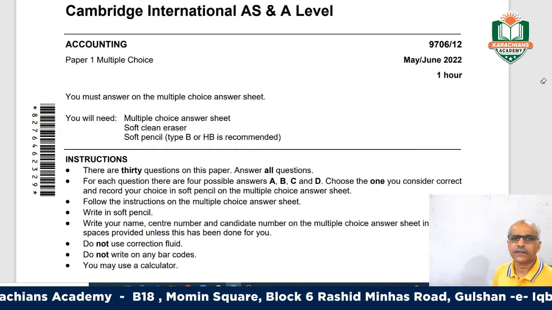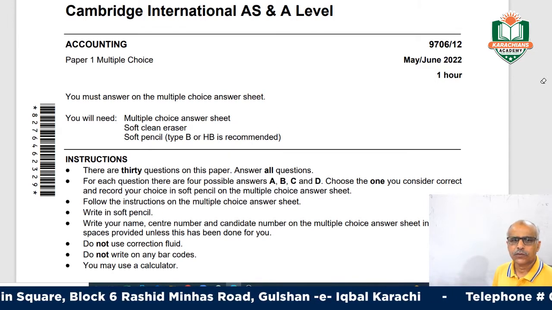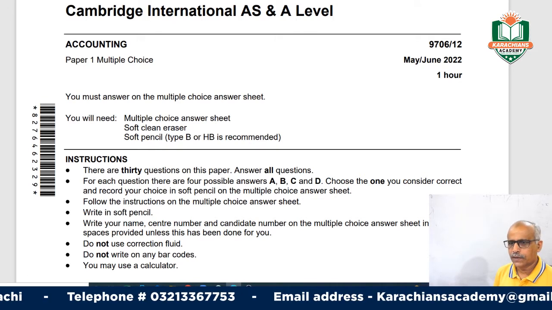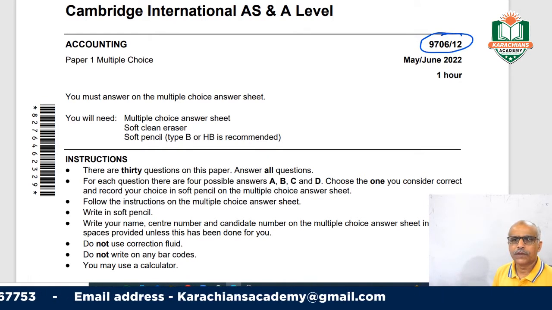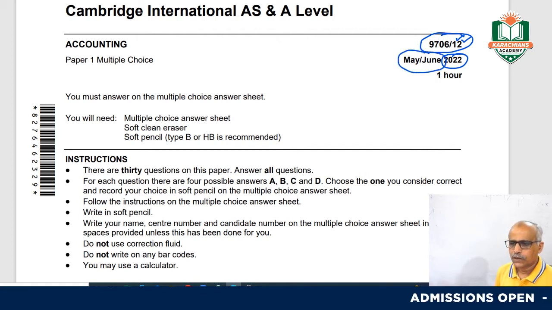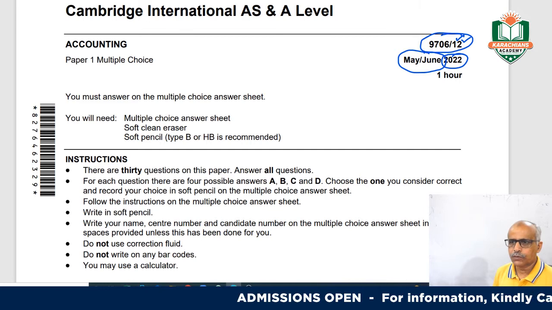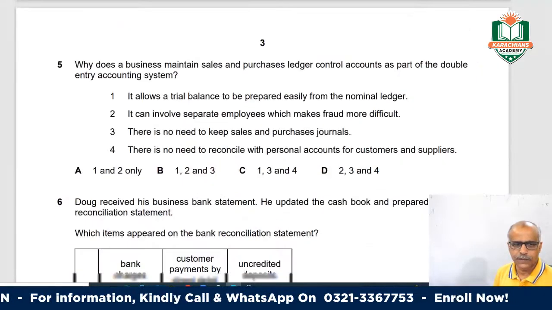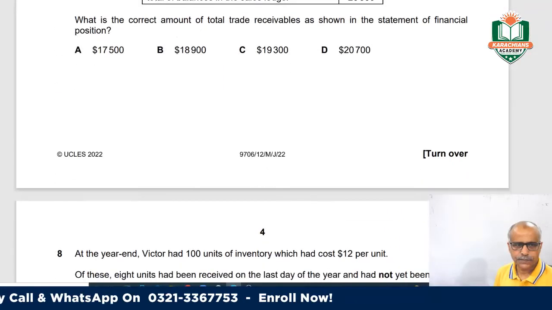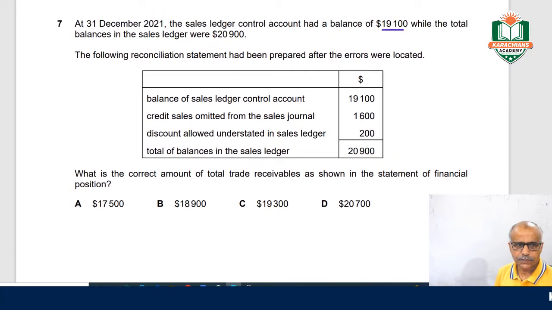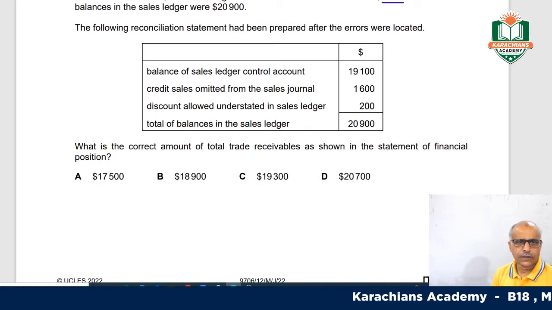So we have started a series of CIE past paper solutions. Today we have selected AS level Accounting 9706, Paper 1, Version 2, the 2022 May-June attempt. So we will do question number 7 and onward. Let's move on to question number 7. This is question number 7.